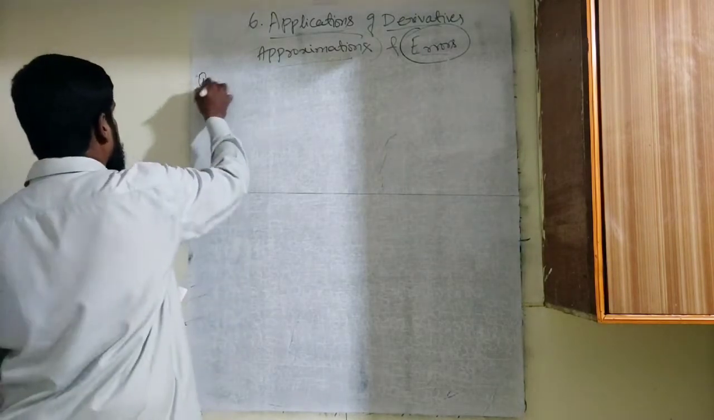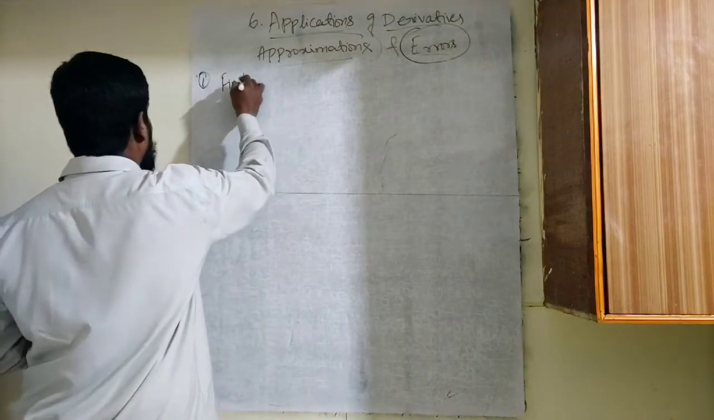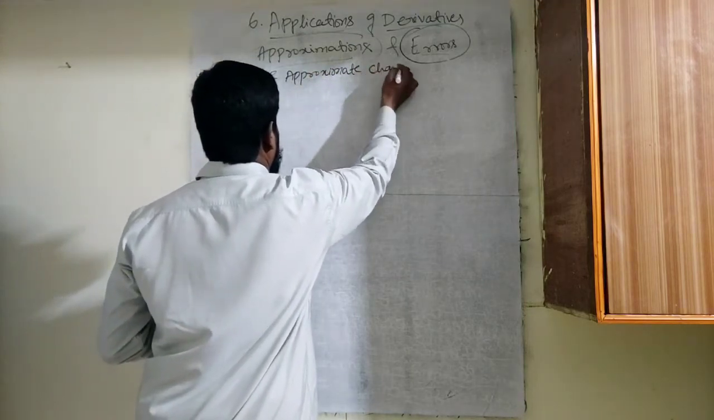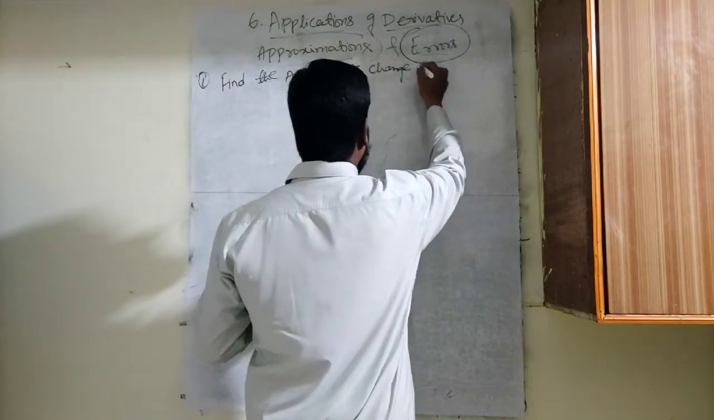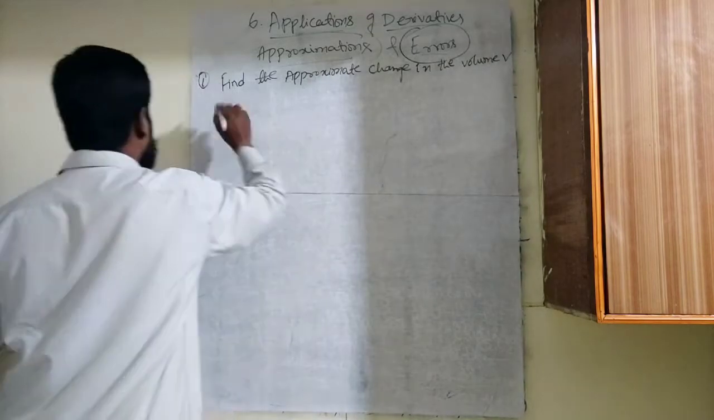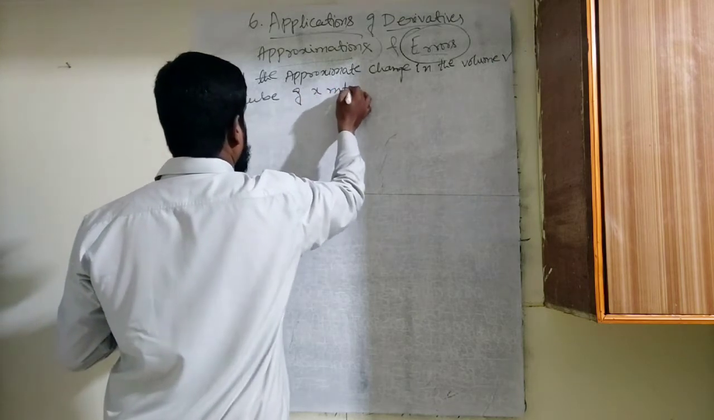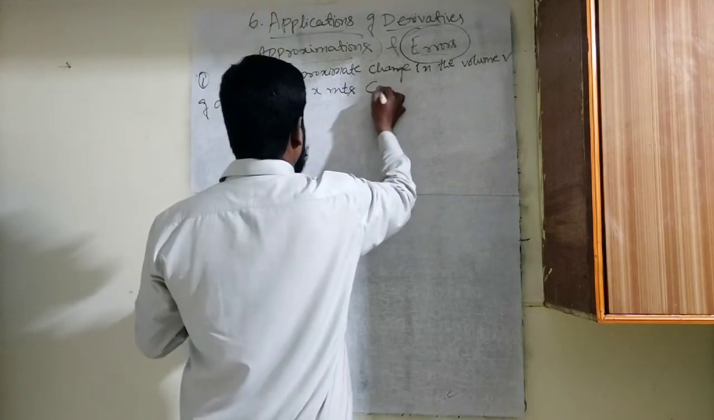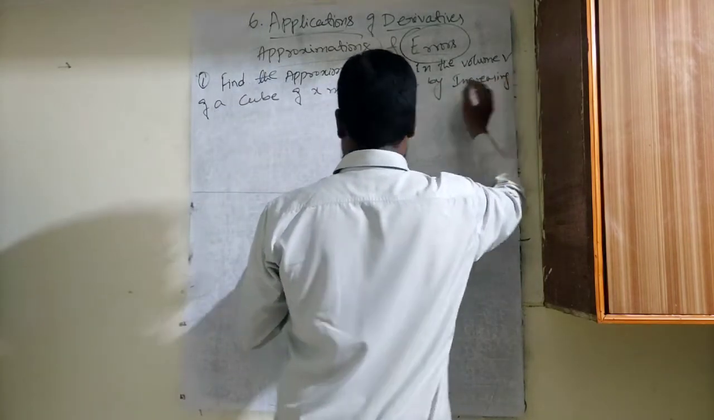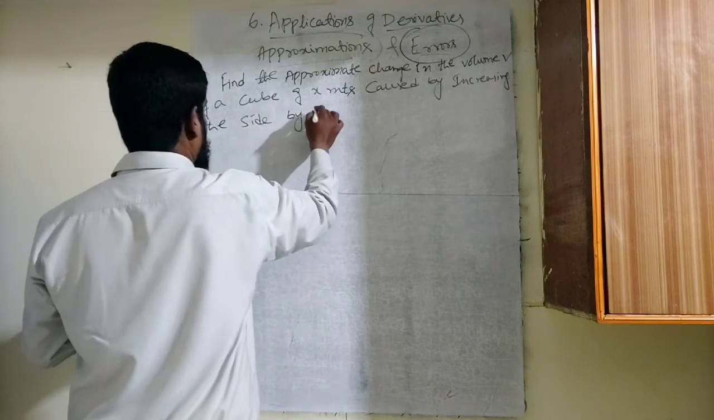So let us take the first problem of error. Find the approximate change in the volume V of a cube of x meters caused by increasing the side by 1%.